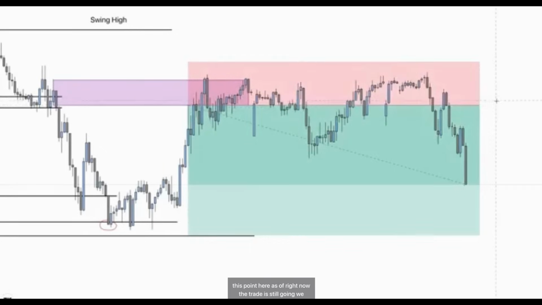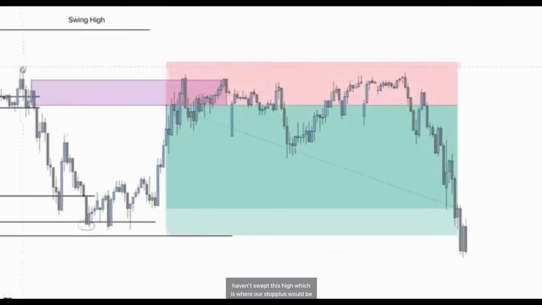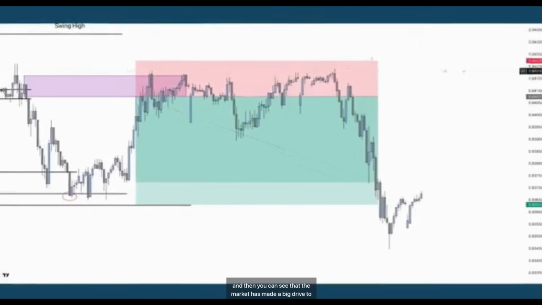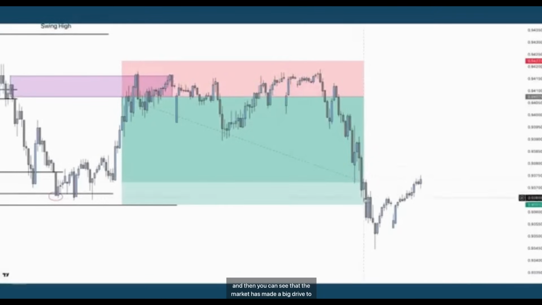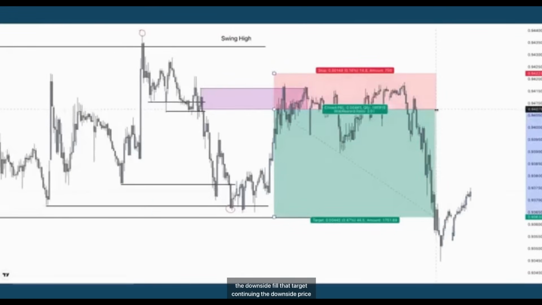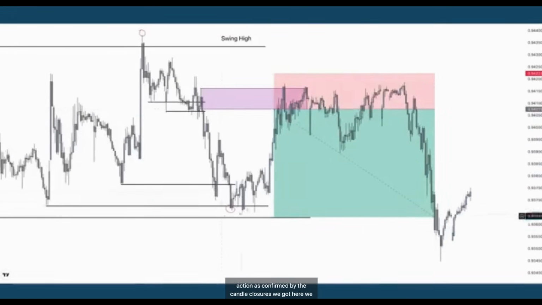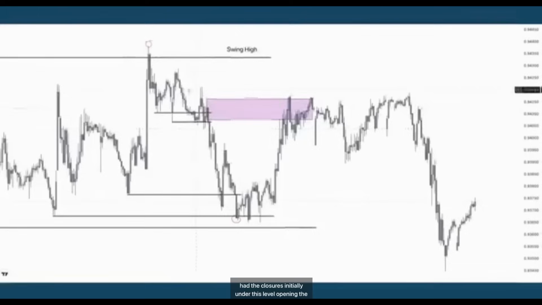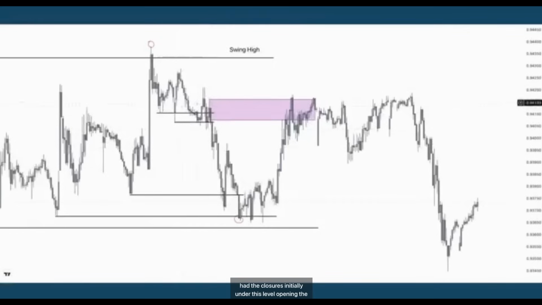As of right now, the trade is still going. We haven't swept this high, which is where our stop loss would be. And then you can see that the market has made a big drive to the downside to fill that target, continuing the downside price action as confirmed by the candle closures we got here. We had the closures initially under this level, opening the doors to shorts. Then we had the closures underneath this level, opening the doors to continued shorts once the market pulled back.